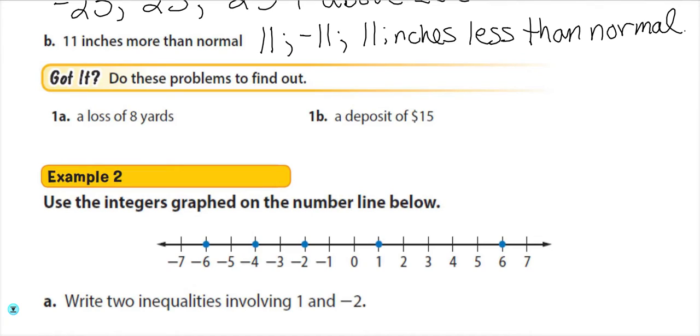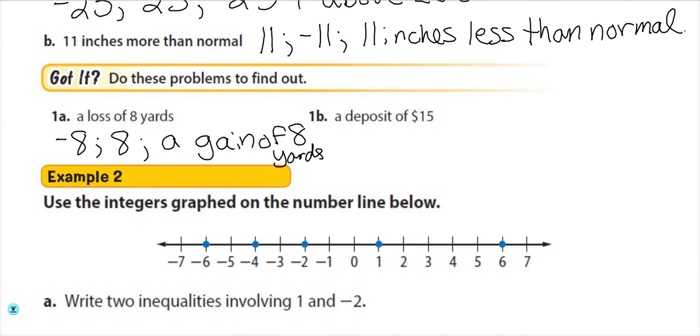So we have 1A, which is a loss of 8 yards. Again, that would be a negative 8 since we're losing. Its opposite would be positive 8. And then the situation would be a gain of 8 yards. Okay, so that's a good football question right there.